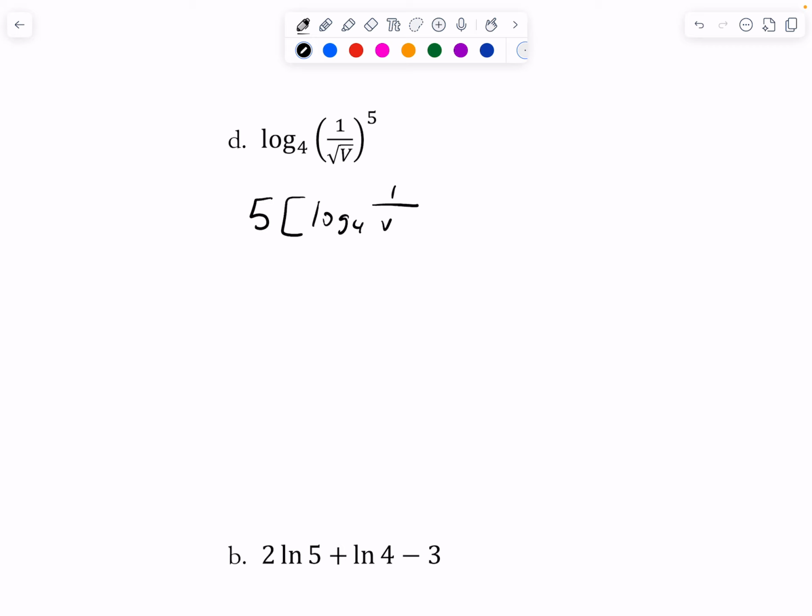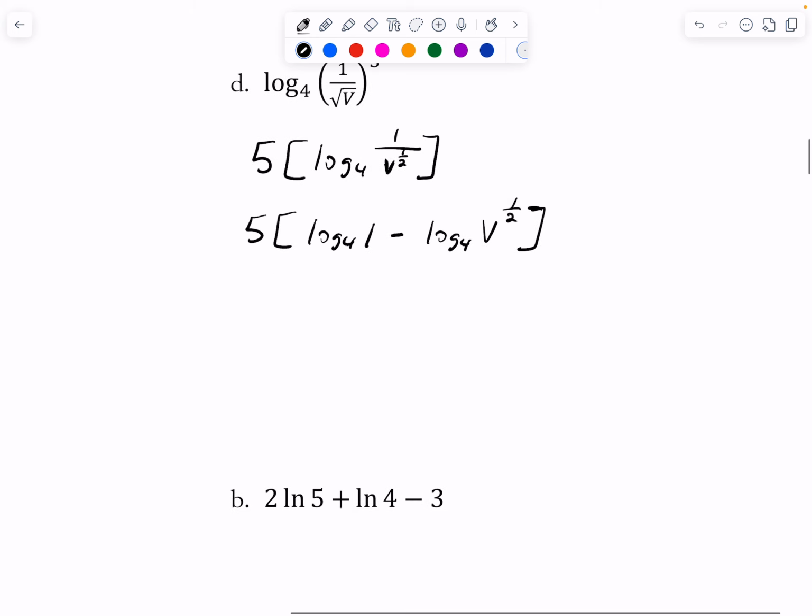And I'm going to go ahead and rewrite it right now as v to the 1/2 power, right? When you take the square root of something, you can rewrite it as a power of 1/2. Now I'm going to break that down into two logs, log base 4 of 1 minus log base 4 of v to the 1/2 power. Now I'm hoping that you see that we do have a log base 4 of 1, right? And log of 1, no matter what the base, is 0.